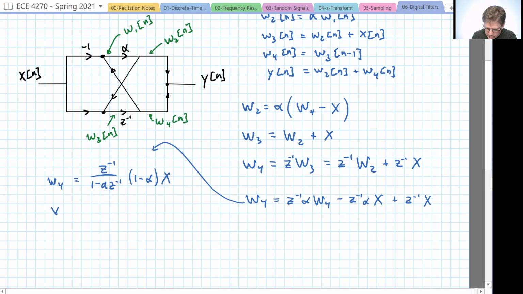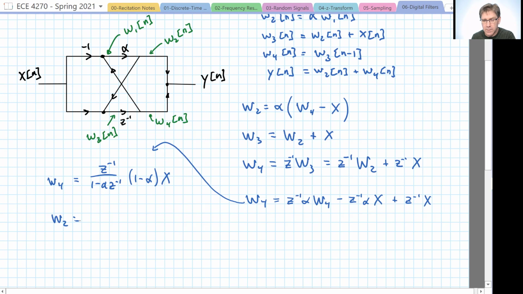Now, as you recall, we need y is equal to w2 plus w4, and w2, unfortunately, is also a function of w4. So that's going to give us the following. Actually, I guess we're not ready to do that yet. Let's go back and find an expression for w2 first.